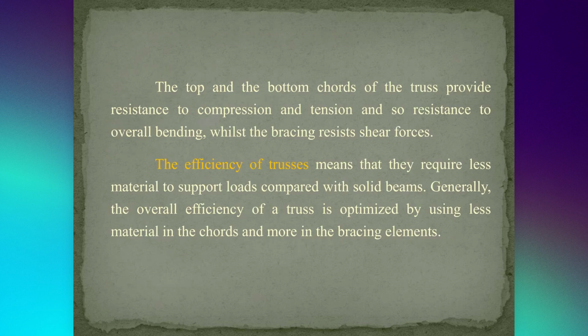The top and the bottom chords of the truss provide resistance to compression and tension, and so resistance to overall bending, whilst the bracing resists shear forces. The efficiency of trusses means that they require less material to support loads compared with solid beams. Generally, the overall efficiency of a truss is optimized by using less material in the chords and more in the bracing elements.